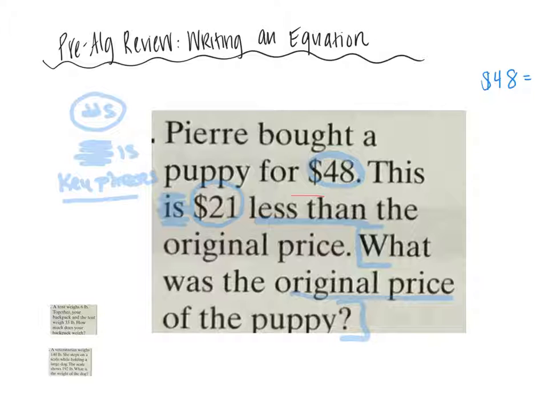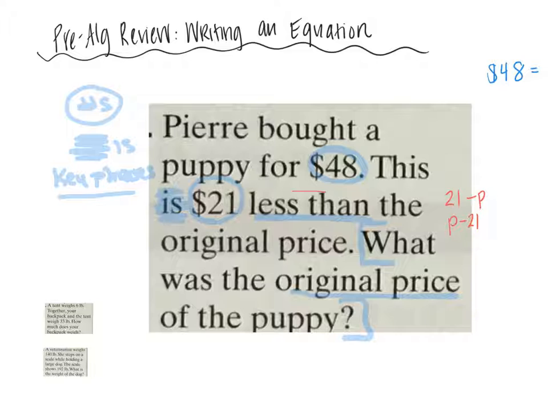Is this the same as 21 minus p or p minus 21? We're going to let my original price be p. Well, if it's 21 less than the original price, then I'm starting with my original price and taking 21 away. So it's p minus 21. This is the same as 21 less than p. So Pierre bought a puppy for $48. This is 21 less than the original price.